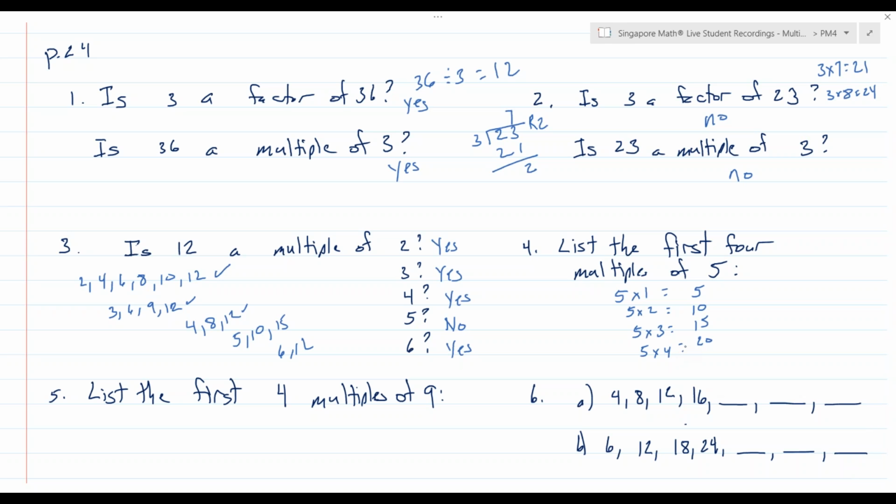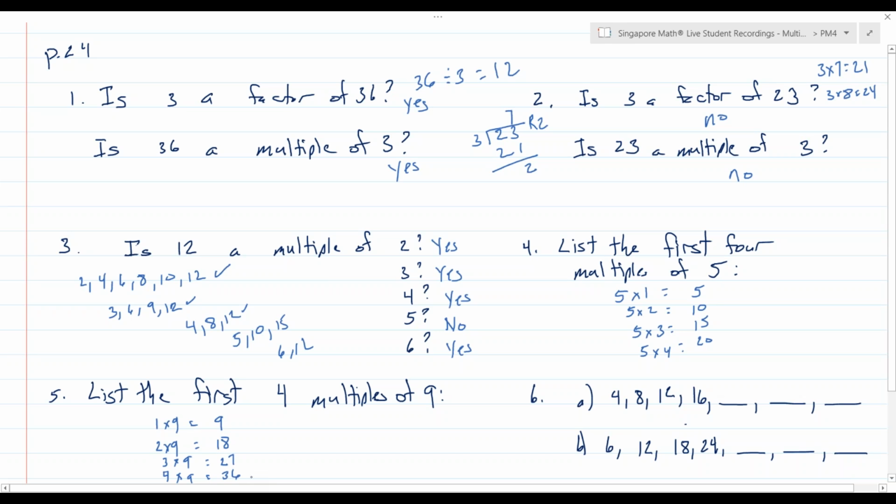So number 5, what are the first 4 multiples of 9? 1 times 9 is 9. The second multiple of 9 is 18. The third multiple of 9 is 27. The fourth multiple of 9 is 36.